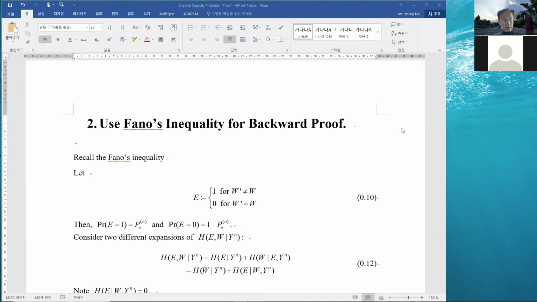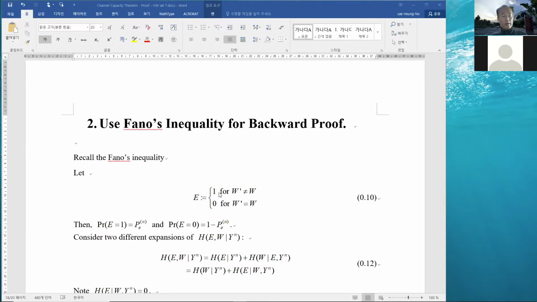Okay, we will do Fano's inequality. We will use Fano's inequality for the converse proof of the channel coding theorem. So recall Fano's inequality. Let E be equal to 1 when we made a mistake in deciding the transmitted index. So when W prime is not equal to W, E is equal to 1. When W prime is equal to W, E is equal to 0.